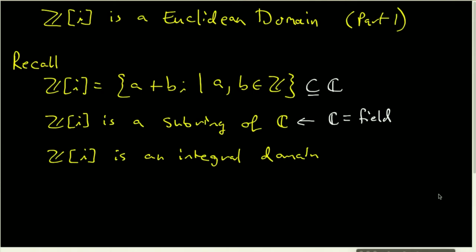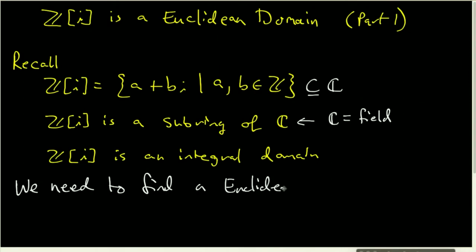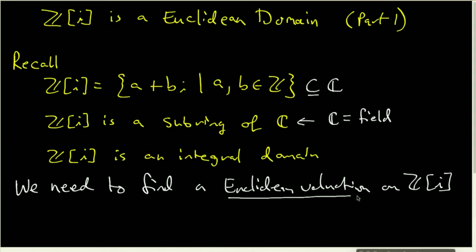And what this means is that to show that the Gaussian integers are a Euclidean domain, all we need to do is find a Euclidean valuation on the set of Gaussian integers. Now, Euclidean valuation is a tricky definition, so I actually want to review that as well before we start on our formal proof.